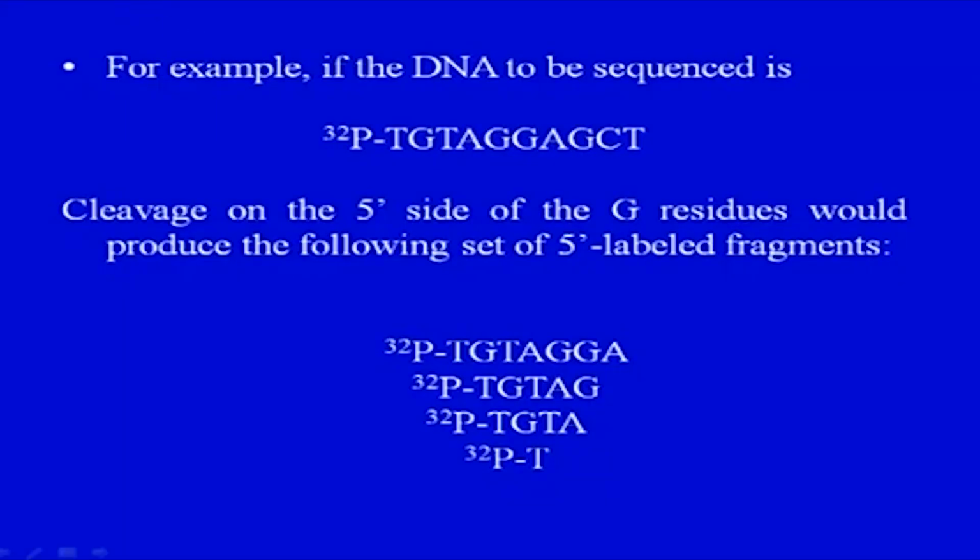Now, for example, if this is the DNA which needs to be sequenced, it is labeled at the 5 prime end with 32P. Always remember, the left hand side is 5 prime and the right hand side is 3 prime, unless specified otherwise. Cleavage on the 5 prime side of, for example, a G residue: one cleavage will occur after T and before G, that is at the 5 prime side of G, and you will get different fragments. The smallest one will be T; if it occurs at the next G, you will get another bigger fragment, and finally, when it is here, you will get this fragment. That is what you can see on the gel when you run the acrylamide gel. You can see only the labeled fragments. The other fragments will not be seen here.